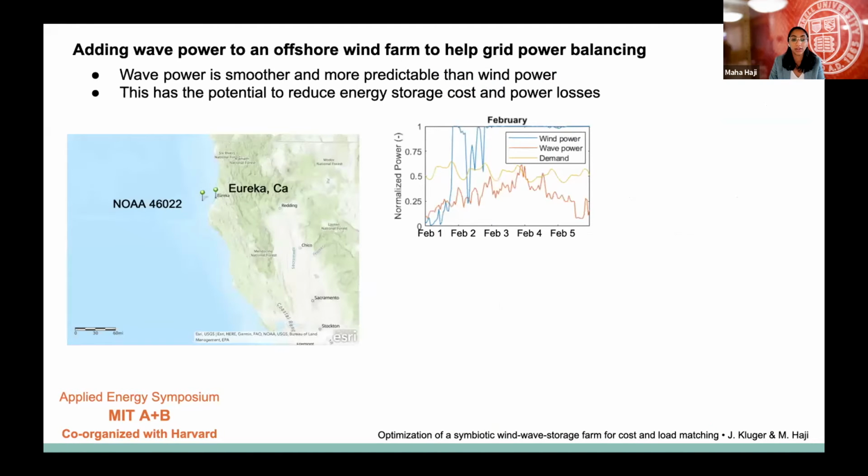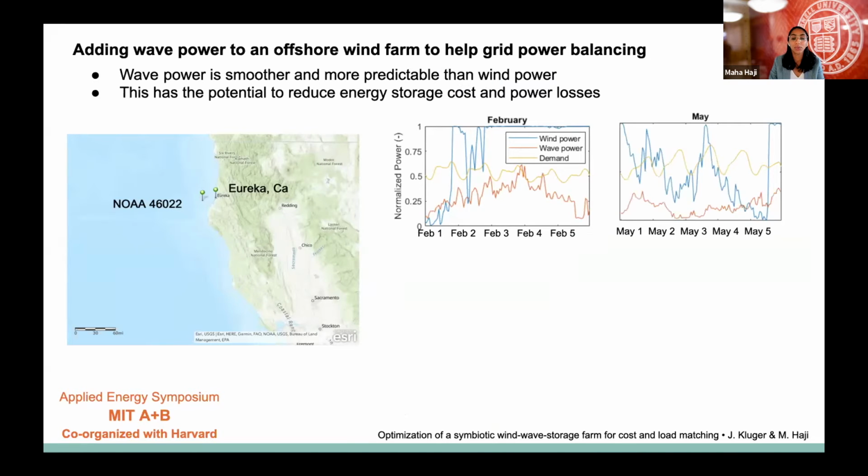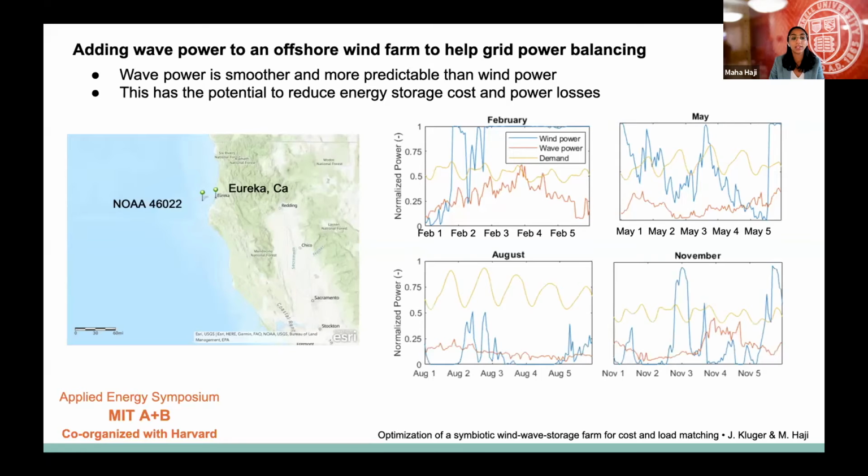Historical wind and wave data also indicate that wave power is smoother and more predictable than wind power. In the plot on the right, we have added the normalized predicted power produced by a wave energy converter co-located with the wind turbine off the coast of Eureka, California. Normalized wave power is the red line, and we can see that it changes more gradually compared to the normalized wind power, the blue line. Again, we see this trend persist through different seasons of the year, shown now for spring, as well as summer and fall.